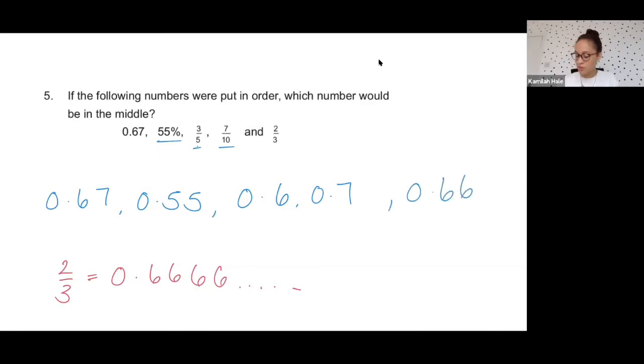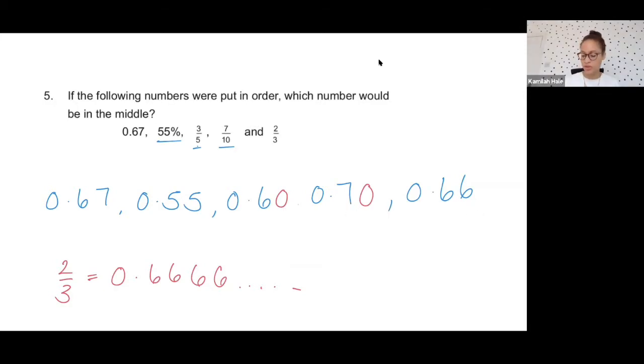I should have given myself some more room next to 0.6, so I'm just going to rub that out, because to order decimals, the easiest way to do it is add zeros so they're all the same length. So if I add a 0 to that, now everything has 2 decimal places, so 2 numbers after the decimal point. And so we can just ignore the 0 point and act like these are whole numbers. So we've got 67, 55, 60, 70, 66.